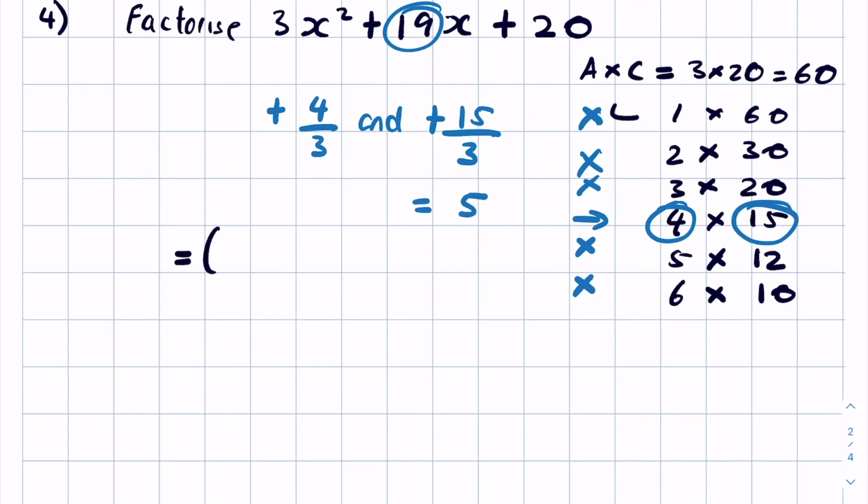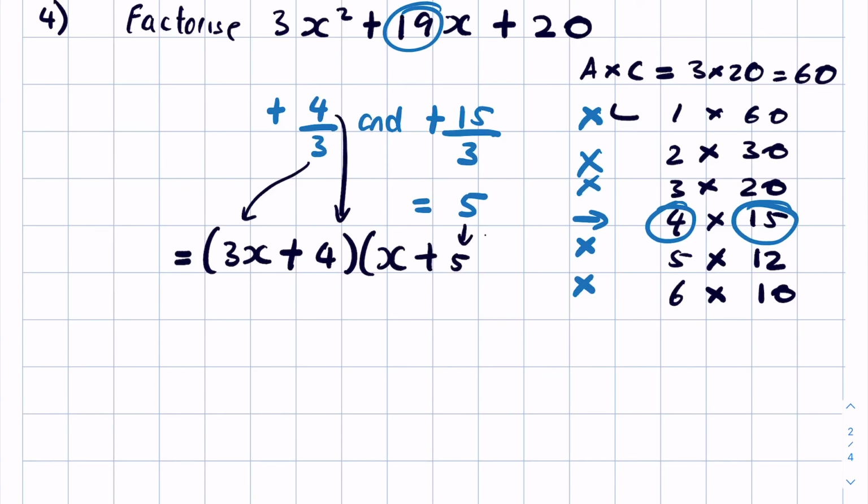So the factorized form is going to be 3x plus 4 and x plus 5. And the x's will be negative 4 over 3 and x will be negative 5. You might notice that they're the opposite sign to what we have found earlier.